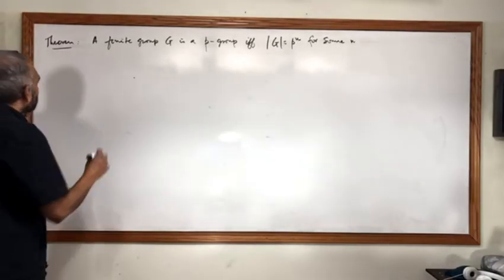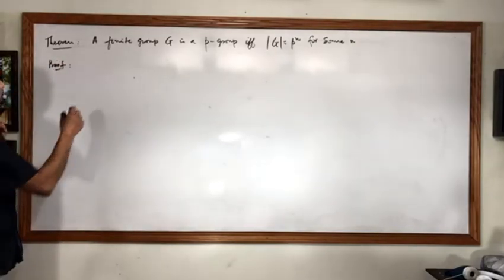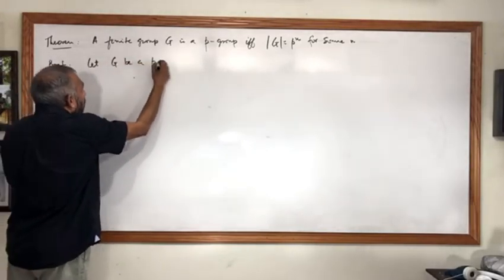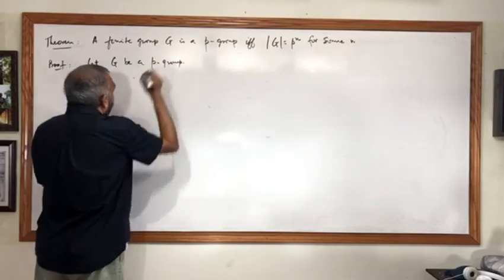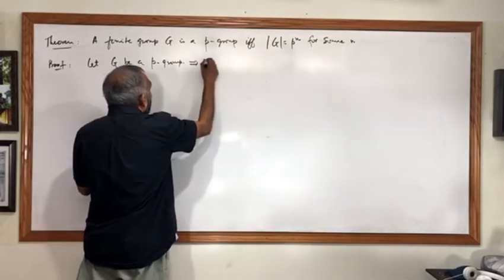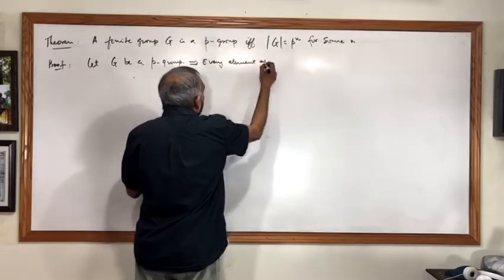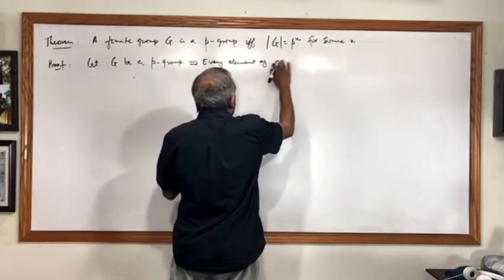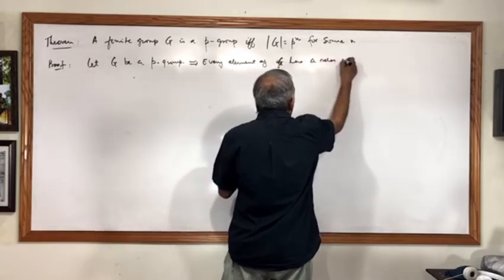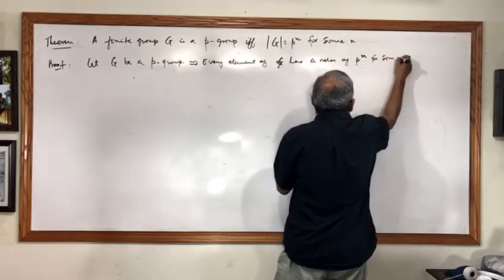So there are two parts here. Proof. Let G be a P group. And that implies every element of G has an order of P to the power of m for some m.